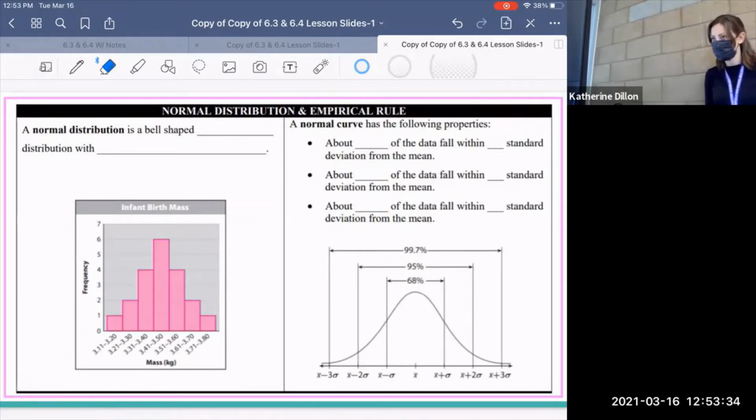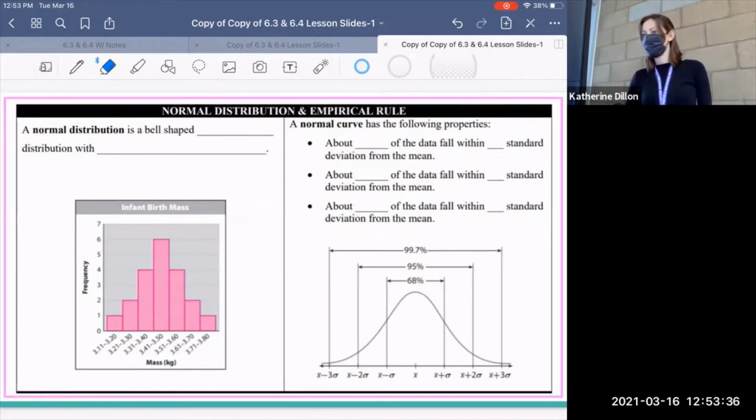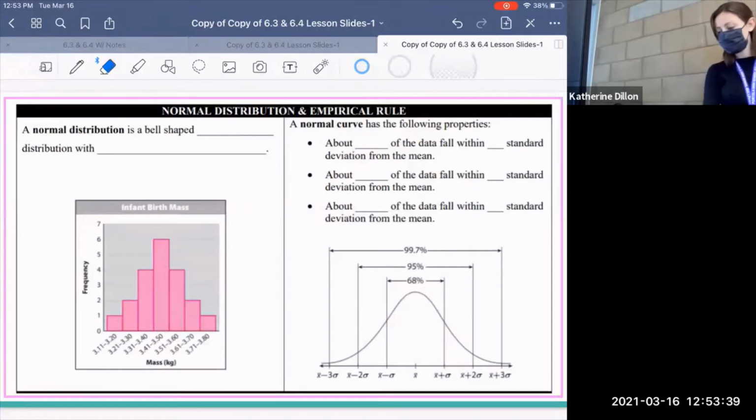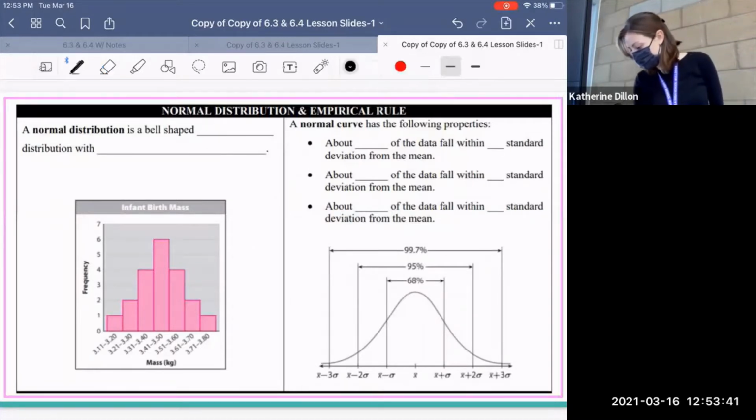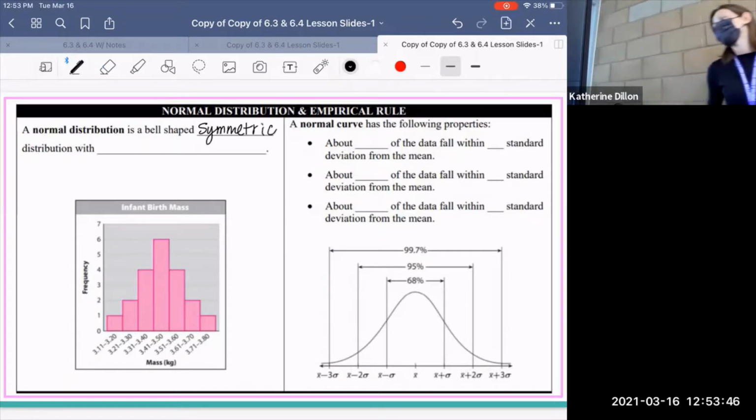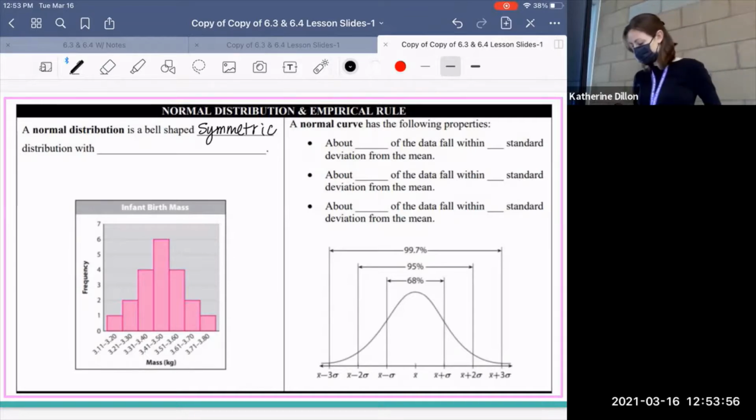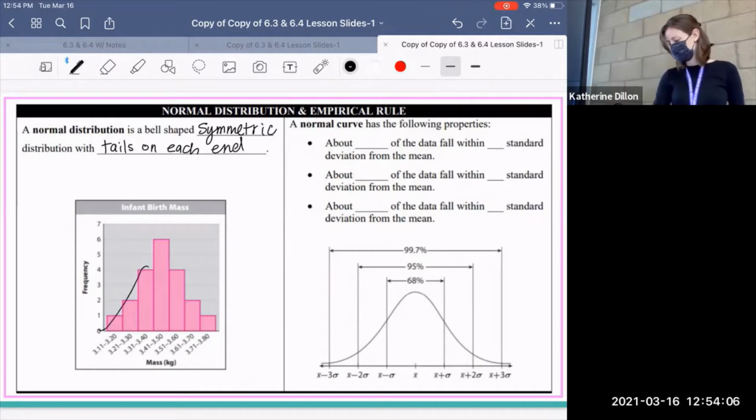Probably the most important part. A normal distribution is a bell-shaped symmetric distribution. So we only use this rule for mostly symmetrical situations with tails on each end. Those tails are just this sort of shape.